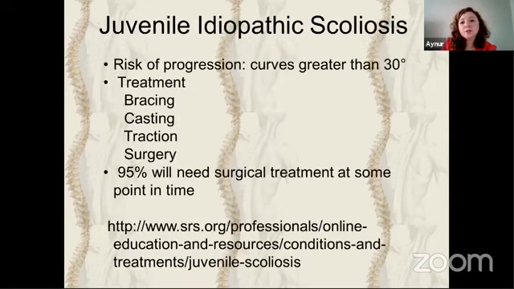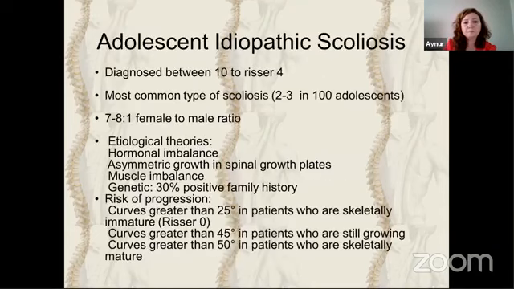Risk of progression is in patients whose curve is greater than 30 degrees. Treatment includes bracing, casting, traction, and surgery. 95% will need surgical treatment at some point in time. You can find more insight.